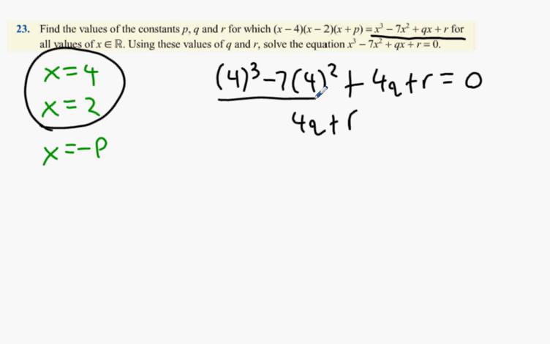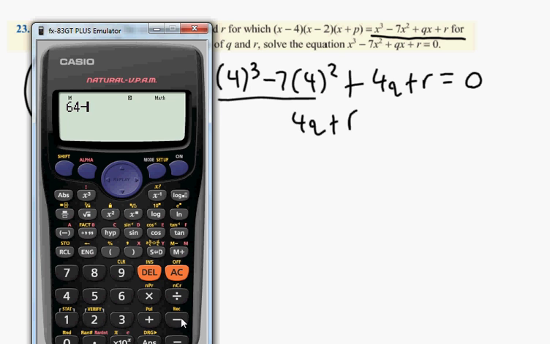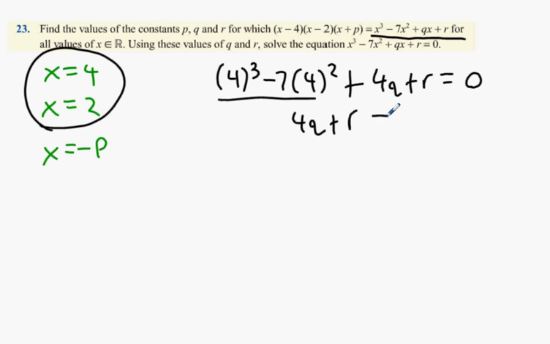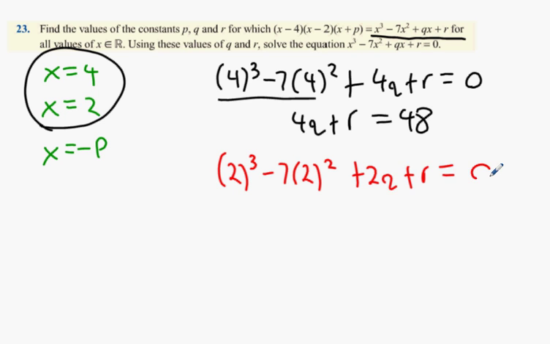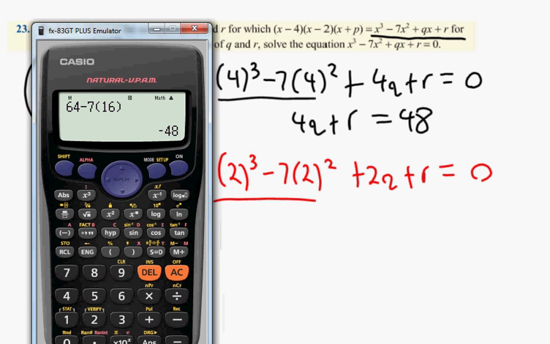Same deal again. 2 cubed minus 7 times 2 squared plus 2q plus r equals 0. Put that into the calculator. I think it's going to be 8 minus 28. 2 cubed is 8, minus 20. Bring 20 over to the other side. If that's minus 20, what happens when I bring it over? Plus 20. So 2q plus r equals plus 20.